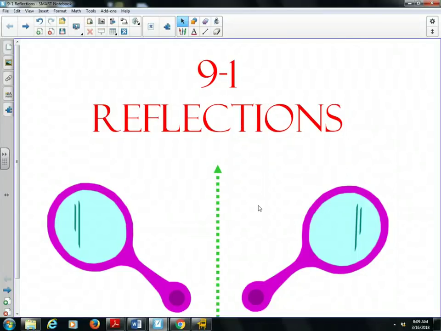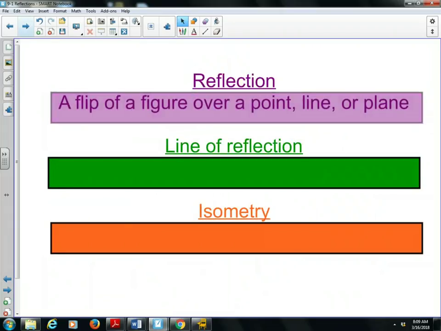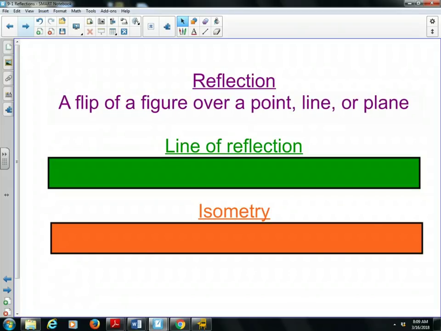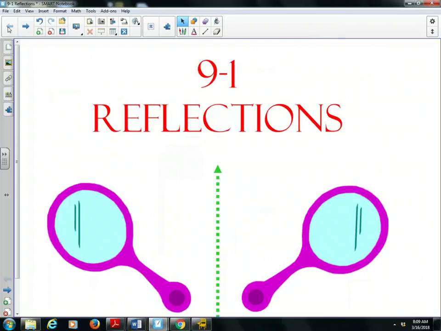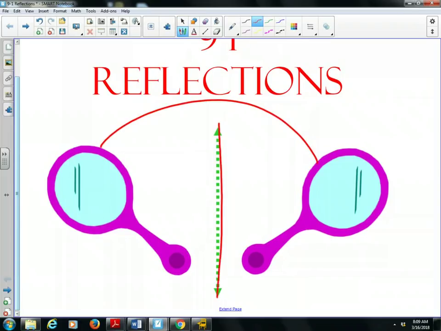We're on 9-1, Reflections. A reflection is a flip of a figure over a point, a line, or a plane. Oftentimes it's a line. It isn't always a line, but in our units several times we flip a figure over a line. This very first slide that I had, this magnifying glass is a reflection. This is flipped over this line right here. So that's a reflection. It's a flip of a figure over a point, line, or plane.